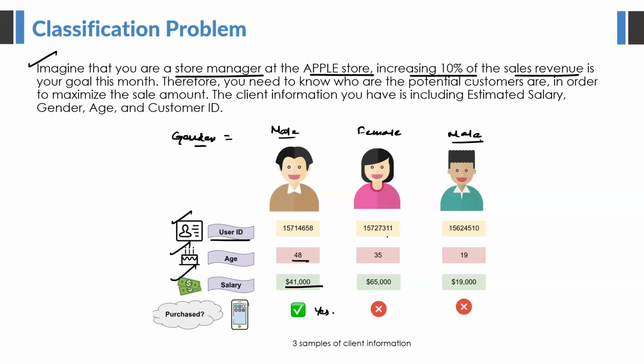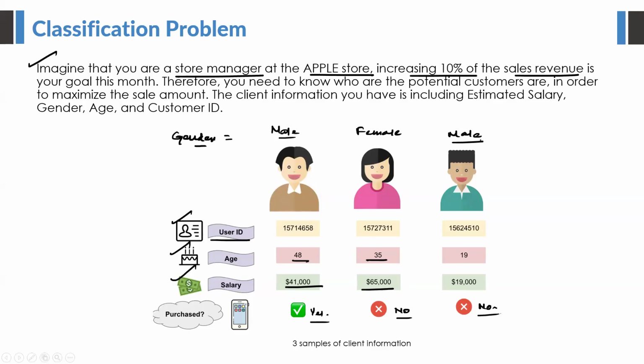Similarly, when the person is recognized here as female, let's take it female with user ID information, age of the female, and the salary or income of the person, and the label, the purchased power, is represented as no. Similarly, for this also it is represented as no.